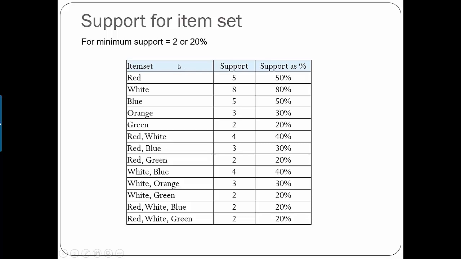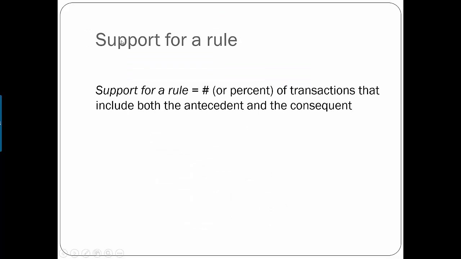So now we have developed the frequent items list with a minimum support of 20%. Now, using these item sets, we have to develop association rules. Support for a rule, again, is the percentage of transactions that include both the antecedent and the consequent. So that's the basis upon which we will evaluate. Or there is another measure called confidence, and we're going to be using confidence.